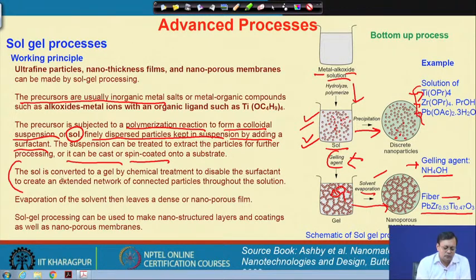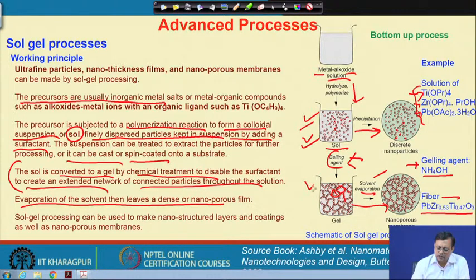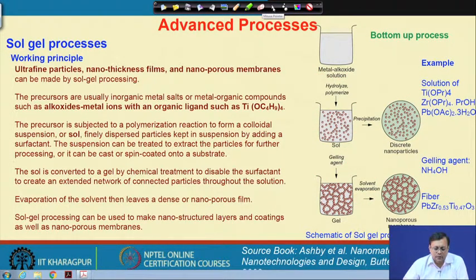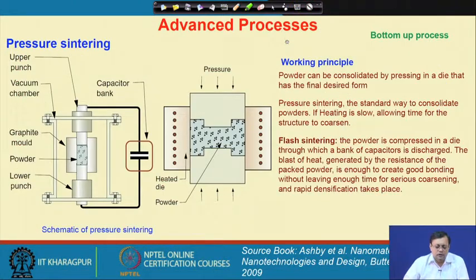So, the sol is converted to a gel by some chemical treatment to disable the surfactant and to create an extended network of connected particles throughout the solution. Then comes the evaporation of the solvent in the next step, when we need such a network that can form a dense or nanoporous film. So, the sol-gel processing technique can be used to make nanostructured layers or coatings as well as nanoporous membranes. These are very useful techniques for direct synthesis of nanoparticles.